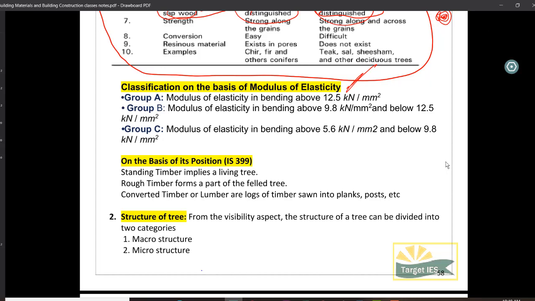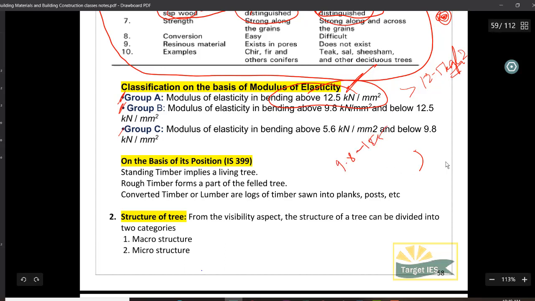Now we have other types of classifications also based on modulus of elasticity, based on the stress strain curve. Okay, based on the slope of the modulus of elasticity we can classify it into three groups: group A, group B and group C. In group A we will be having modulus of elasticity in bending greater than 12.5 kilonewton per mm square. Remember this bit. So group A is which one? Greater than 12.5 kilonewton per mm square, whereas group B is 9.8 to 12.5, whereas group C is 5.6 to 9.8.